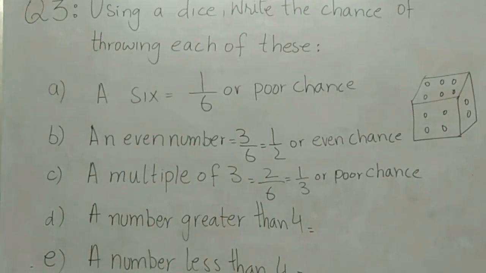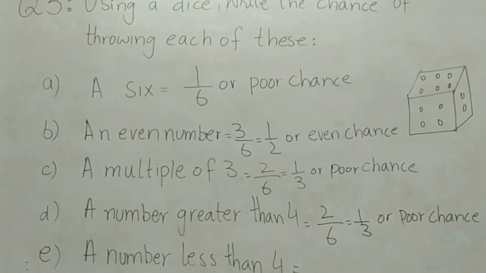Now come on D part, a number greater than 4. So as you know, in dice there are only 2 numbers which are greater than 4. There are 5 and 6. So out of 6 there are only 2 numbers which are greater than 4. So we write 2/6, or you can write 1/3. So we write there are 4 chances. Or you can write like this, 1/3 or 4 chance.